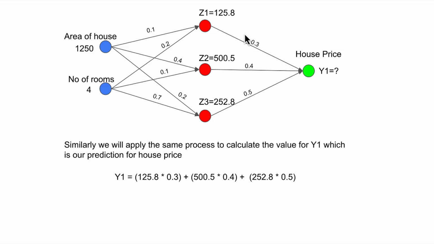So we are going to take the value of neuron connected with this y1 and multiply it with the weight connecting them. So firstly we are going to multiply this 125.8 with this 0.3 and then we are going to take the value of z2 and multiply it with 0.4 and then this z3 and multiply it with 0.5 and after calculation we will get the value for this y1. So the value for this y1 is 364 and this is actually the prediction for house price.